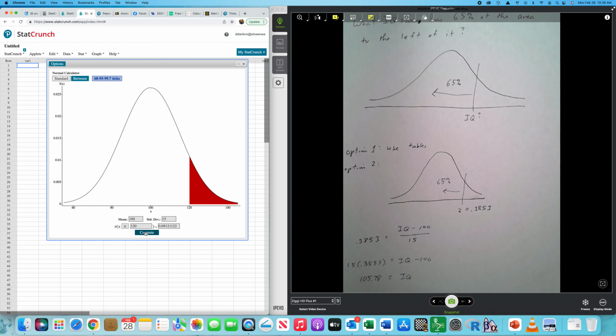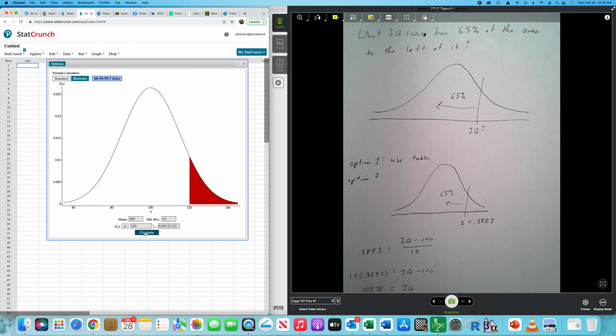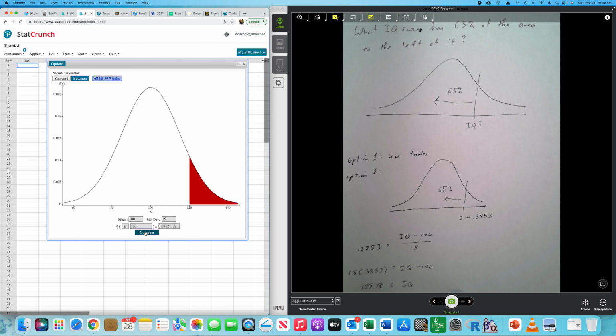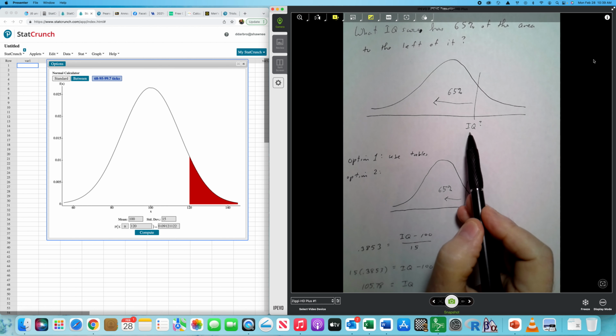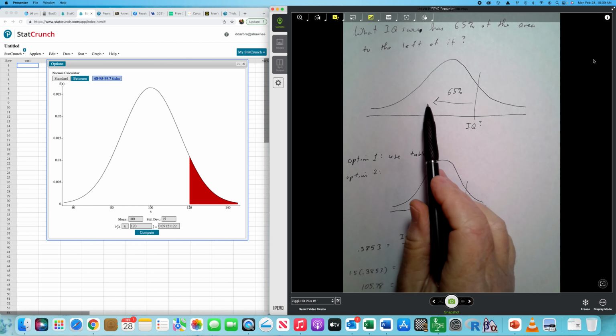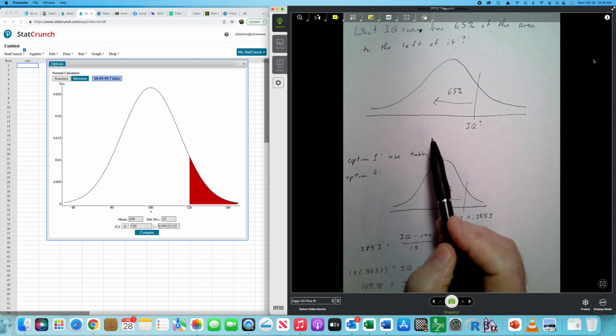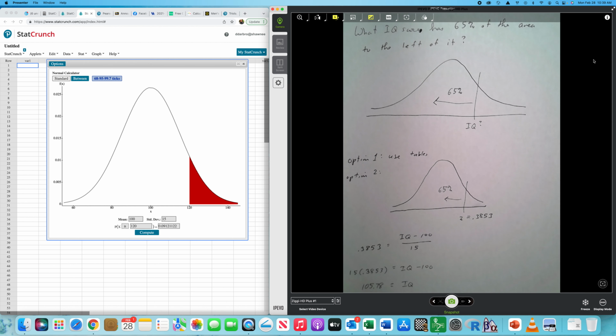Let's look at this one. Now, you're talking about a lot easier. What IQ score has 65% of the area? Let me see if I can, that seems a little unclear. Maybe it's just because I haven't had my second cup of coffee yet. What IQ score has 65% of the area to the left of it? So that's one of those where we find the IQ that has a given proportion to the left or right, right? Option one, use the goofy tables.